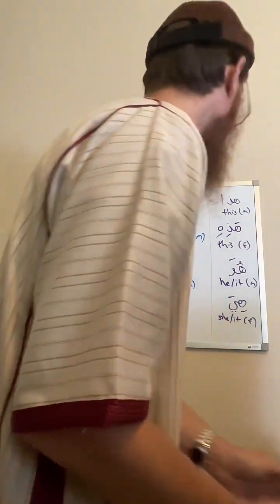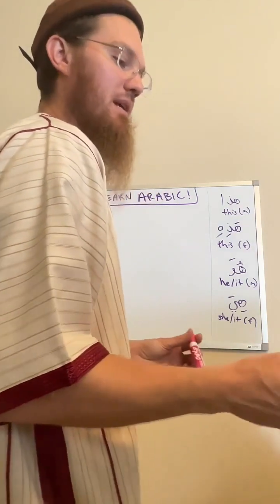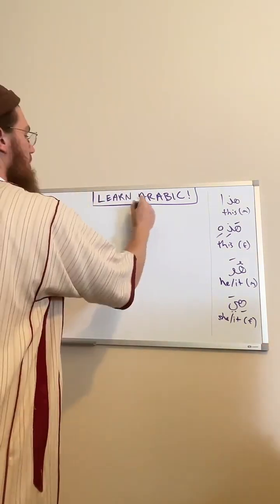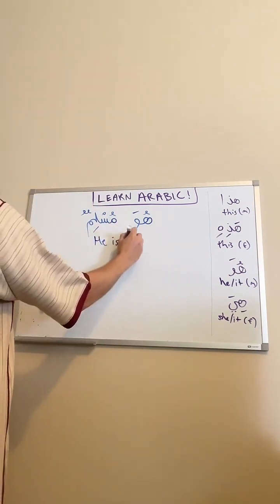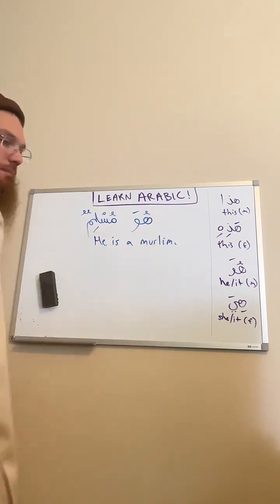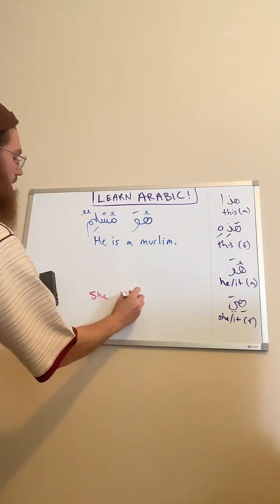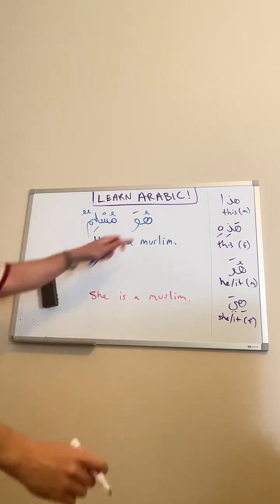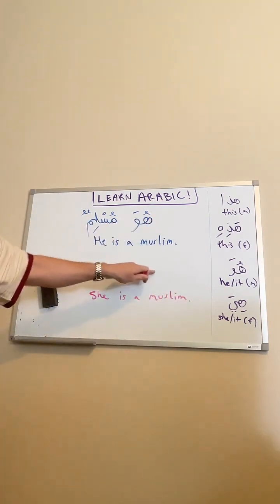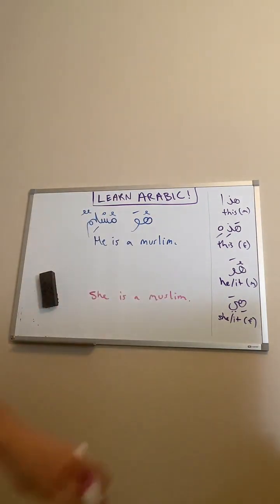Let's do an exercise real quick. Turn each sentence feminine by filling in the blanks with the feminine version. Huwa Muslimun. He is a Muslim. How would I say she is a Muslim? How would I take this sentence and make it feminine? Huwa Muslimun. He is a Muslim.